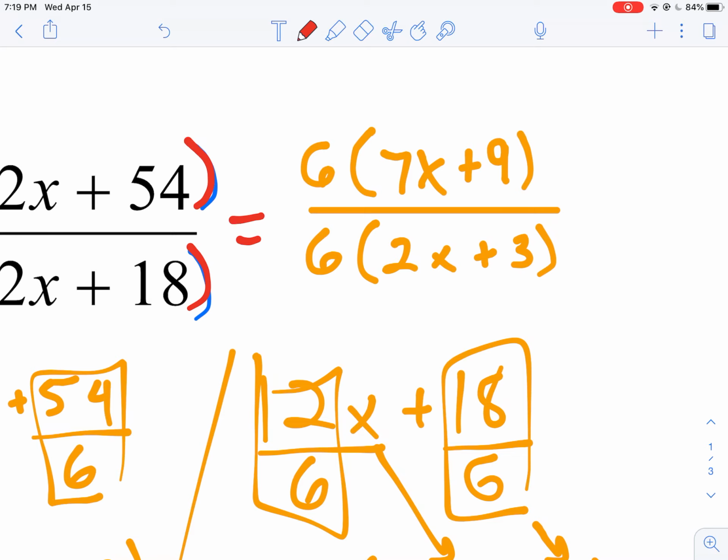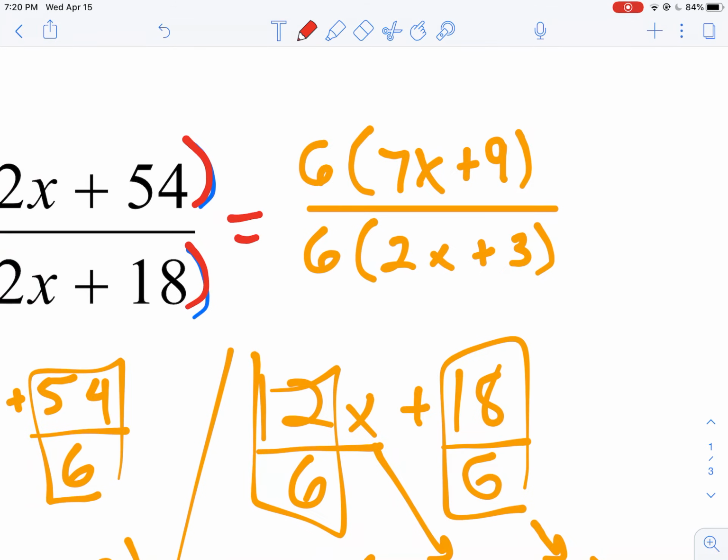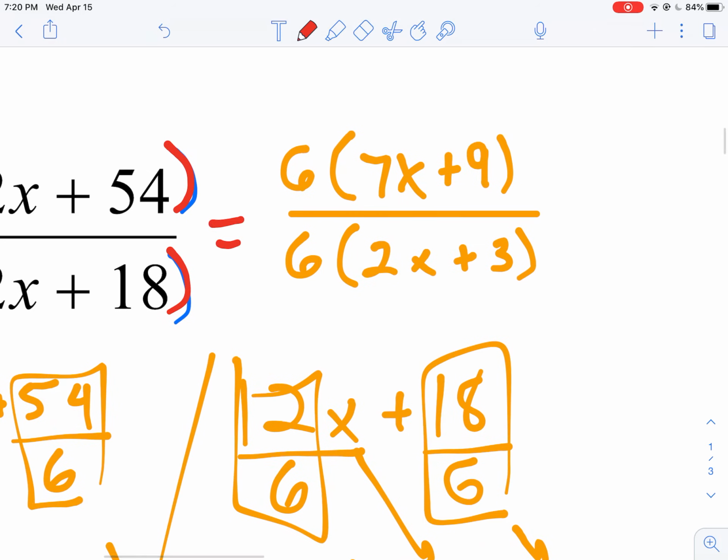You're going to want to, but you can't. The only way we could simplify these parentheses is if they were perfect matches, and then I can cross them off. But they're not perfect matches, so I'm going to have to leave them. Those are going to be a part of my answer.